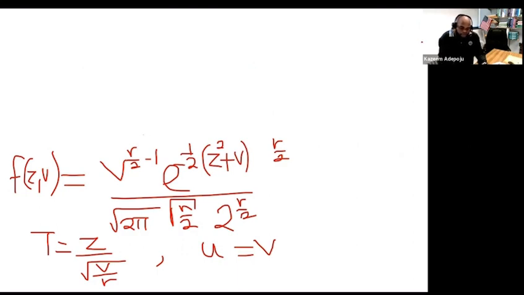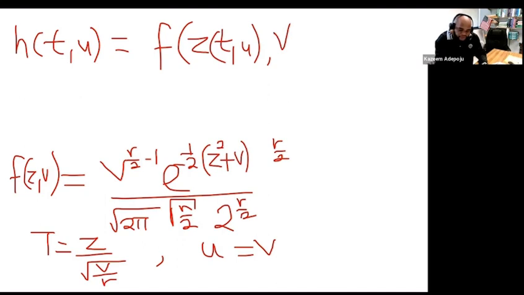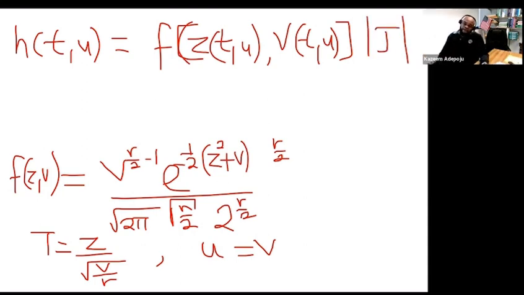Okay, so based on what we have now, because I want to go from f of z and v, I basically want to go into t and u. So I want to express z in terms of t and u, and I'm also going to represent v in terms of t and u. And the moment I'm done with that, I'm going to multiply by the determinant of the Jacobian.